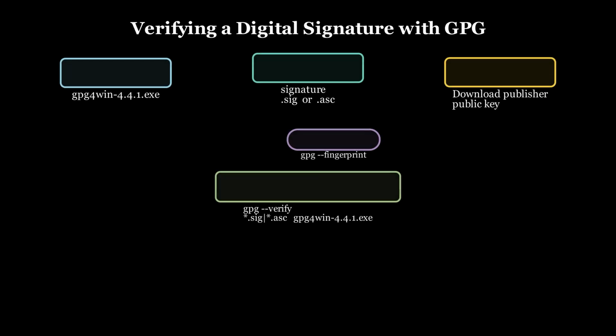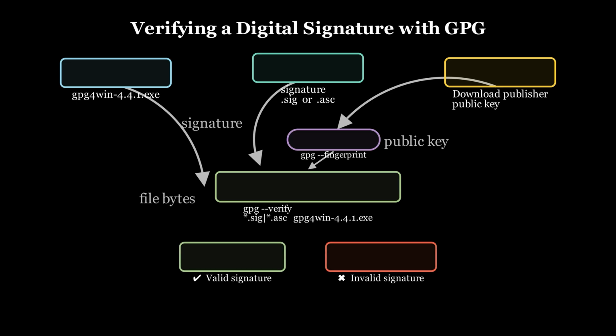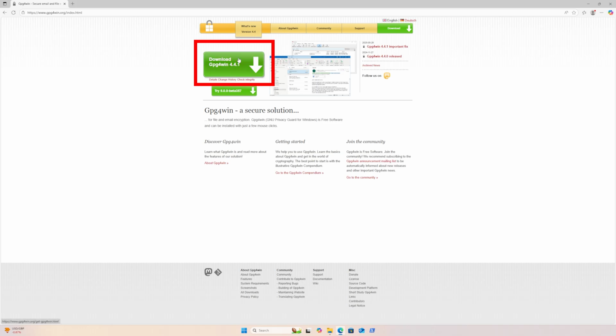After we install Gpg4win, I will demonstrate one of the features, which is checking the integrity of a file with digital signatures. Let us get into the installation. I am going to bring up the Gpg4win official website. Please note I have linked the website in the description below. I am going to press the download button.